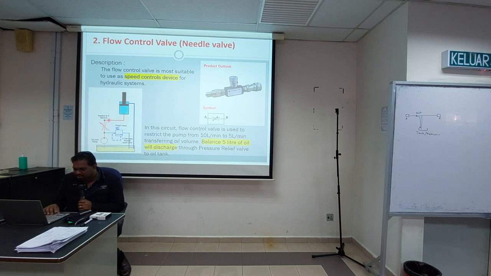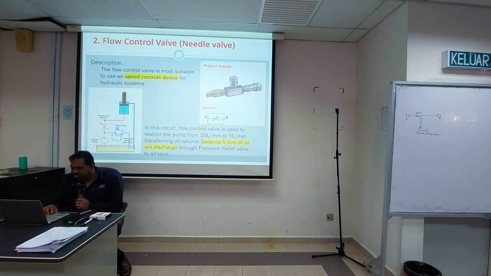So you restrict to 5 liter per minute. So walaupun pump supply 10 liter per minute, but you can limit it to 5 liter per minute. So by controlling this, cylinder dia akan extend slower. So you can control this.